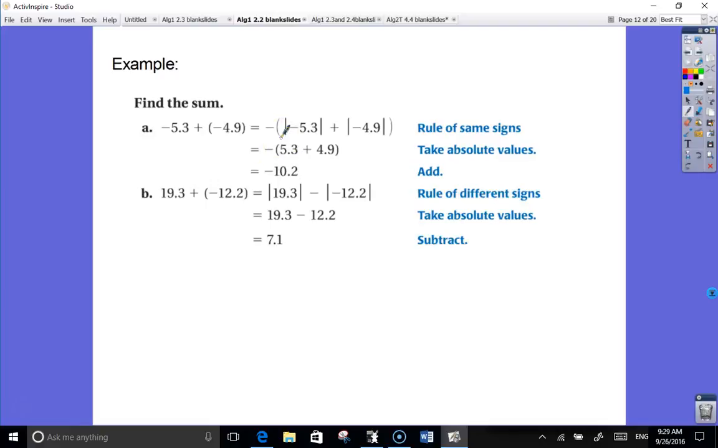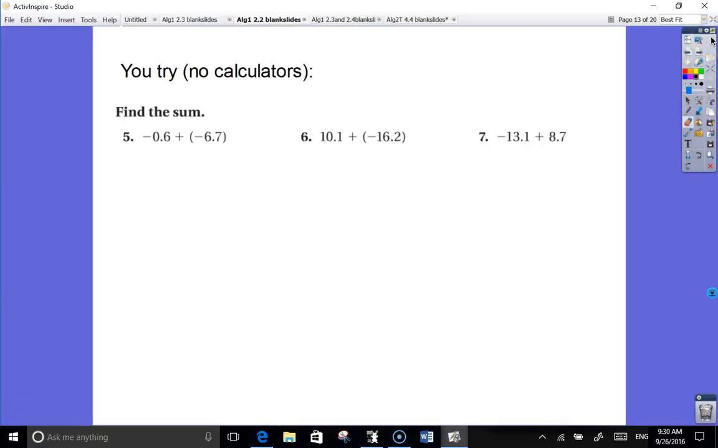Okay, and the next one, 19.3 plus negative 12.2. Which one has a bigger absolute value? 19.3. So the sign of the sum is going to be positive because 19.3 was positive. So here they take the absolute value of 19.3 minus the absolute value of negative 12.2, and they get 7.1. Okay, so you try to find the sums.